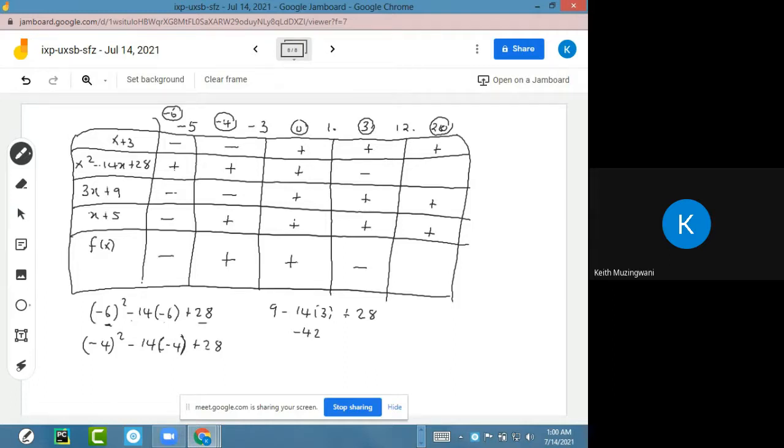So we need to check the middle part. So 20 squared minus 14 times 20, then plus 28. So this is 400 minus, let's check, 14 times 20 is 140 times 2, we get 280. So 280, so this will be positive. So we have positive here.